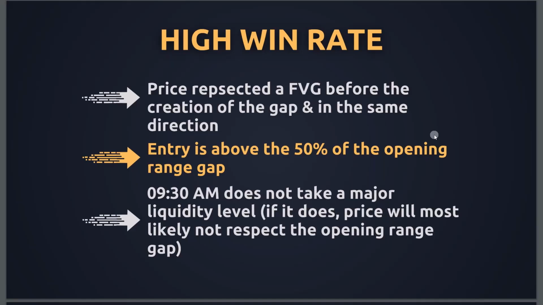Also, your entry above the 50% of the opening range gap is a high probability thing, as well as you don't want to see 9:30 a.m. taking a major liquidity level. And if it does, price will most likely not respect the opening range gap. So be careful of the 9:30 open taking a major liquidity level. If it does, most likely it's not going to be the highest probability entry or the highest probability trade.